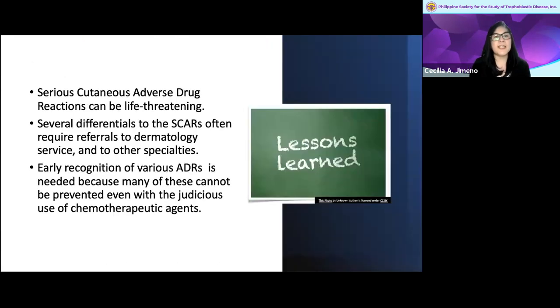And these are some of the lessons that I learned when I studied, or researched, for this presentation. SCARs can be life-threatening. There are several differentials that make it hard to recognize them, and so referrals to dermatology, immunology may be warranted, even in this case, toxicology. And early recognition of various ADRs, including SCARs, is needed because some of them, especially the type B, cannot be prevented, but if recognized early, intervention can then be given.